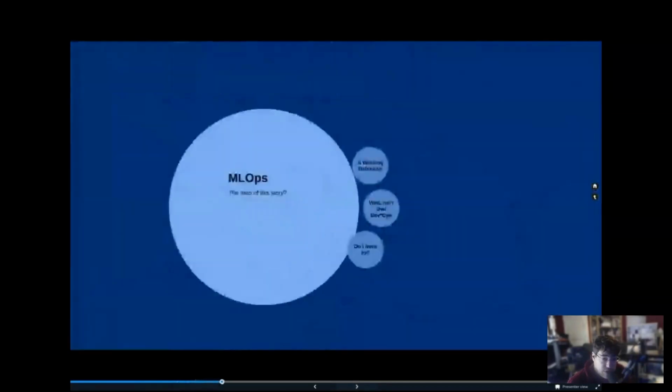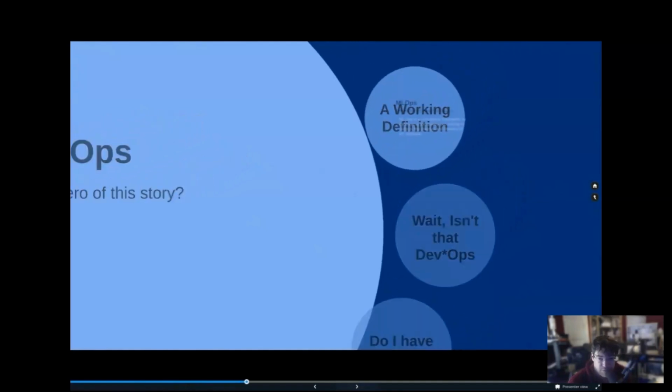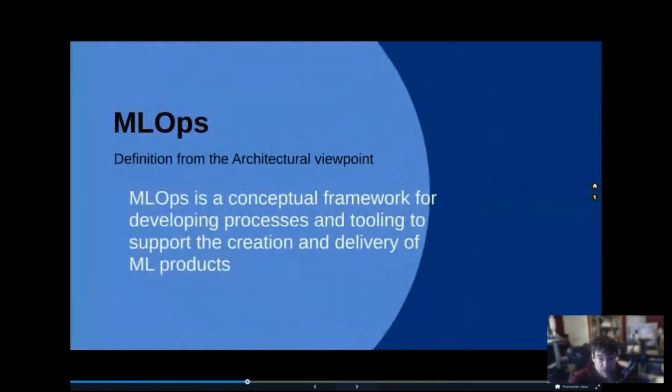So is MLOps the hero of this story? Yes and no. Yes, in the sense of the working definition of MLOps that we work with here. I think this definition is probably going to start a holy war, because I tend to say, look, MLOps is just a conceptual framework. How you implement MLOps, and what tool you use to implement it, is going to vary just dramatically depending upon your requirements, your organization, and your budget.